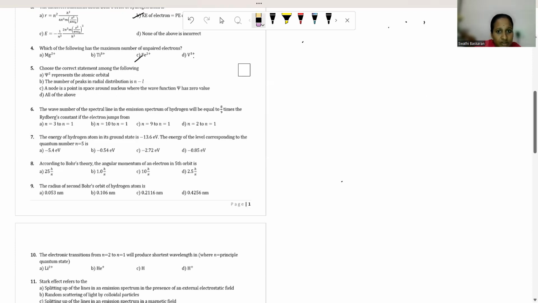So what is the next question, students? The fifth question. So what they are saying, choose the correct statement among the following. Okay, now let us take up the first option. Psi square represents the atomic orbital.